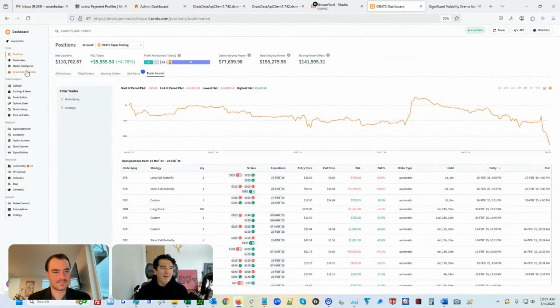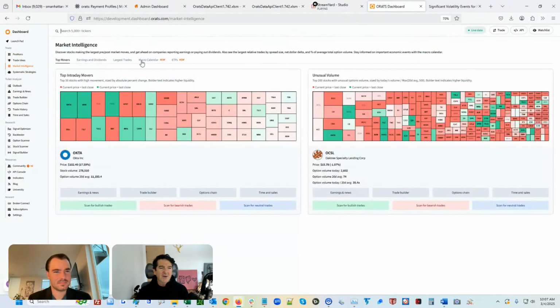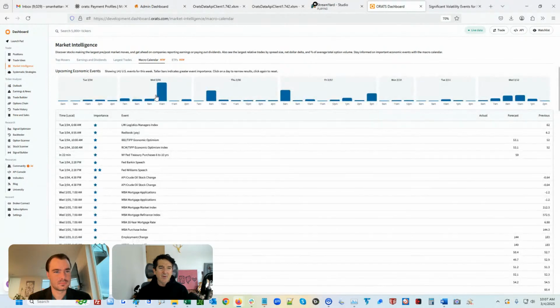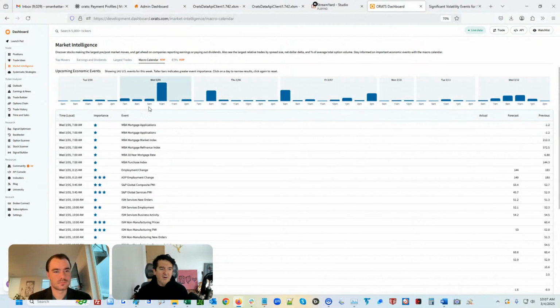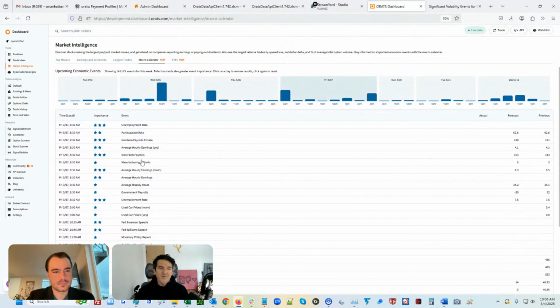For example, in our market intelligence, we have a macro calendar that's pretty cool. So you can see the 5th, tomorrow, and you could click on that at 10 a.m. Unemployment changes. So here's that PMI that we saw before. And then on Friday, there's quite a bit. There's hourly earnings and unemployment stuff.